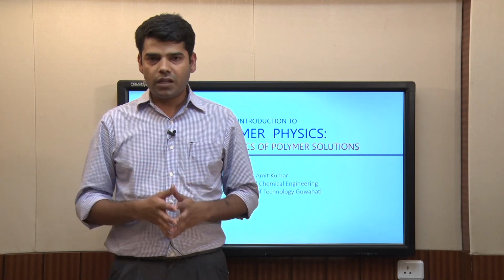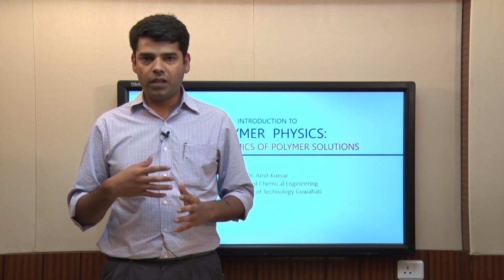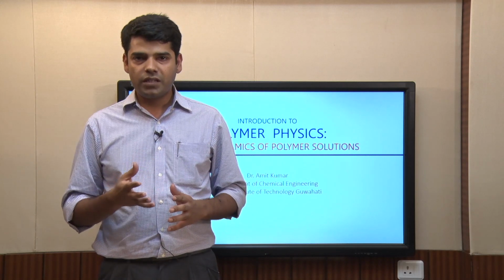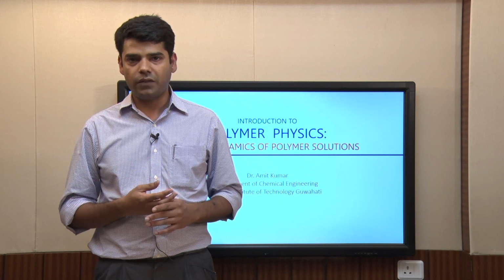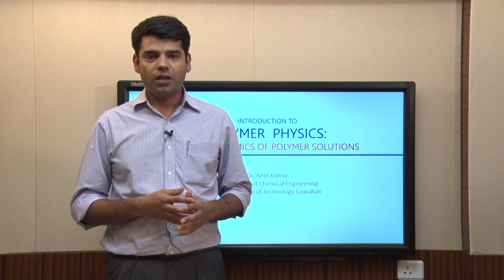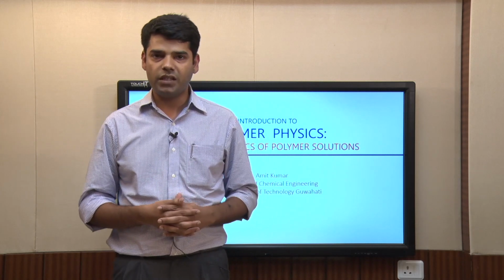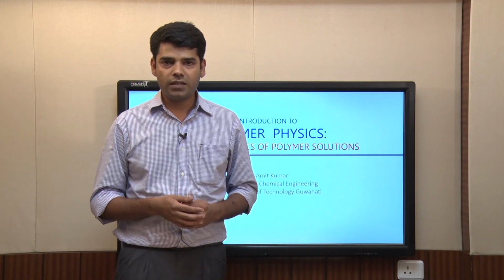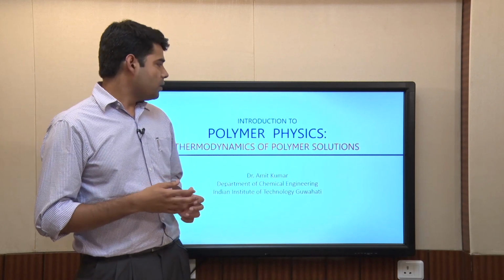So, starting from this Gibbs free energy change of mixing from the Flory-Huggins theory, we developed expressions for the chemical potential as well as activity of polymer solutions. So, what will be the chemical potential or activity of the solvent as well as the polymer in a given polymer solution? We developed that by considering the Flory-Huggins equation for the delta G of mixing. So, we will continue that discussion today, and in today's lecture we will focus on dilute solutions.